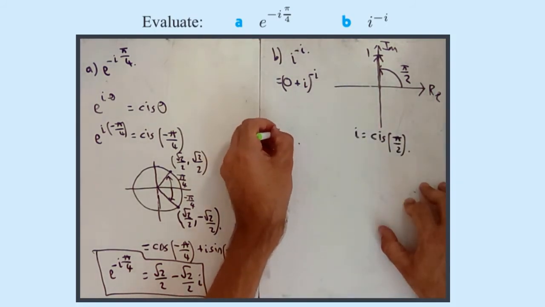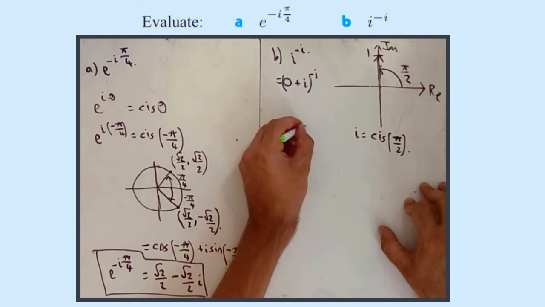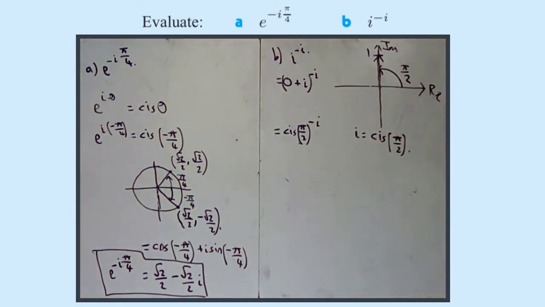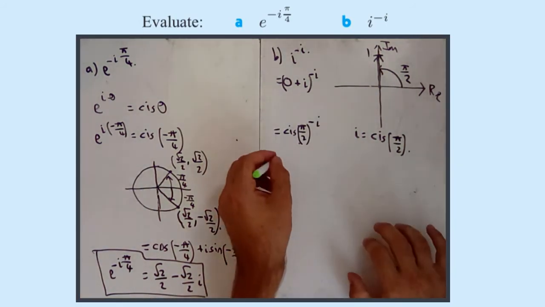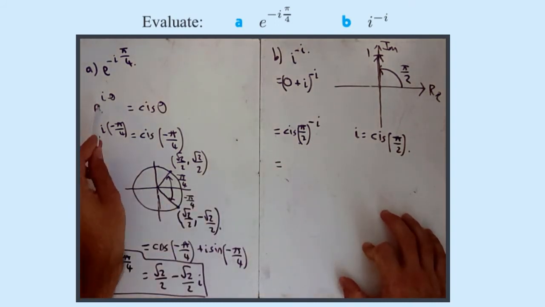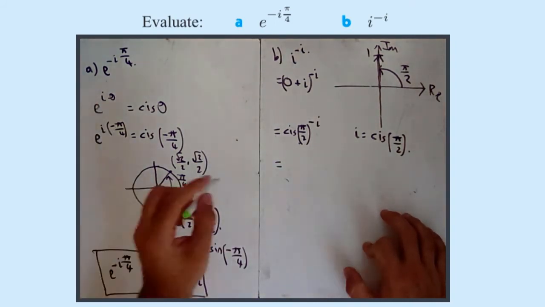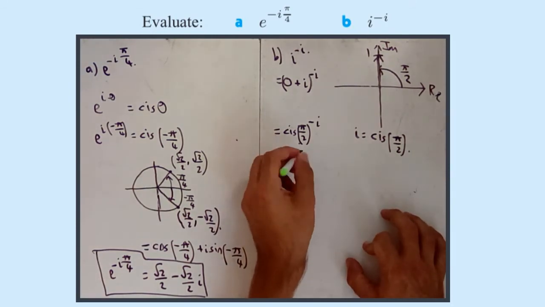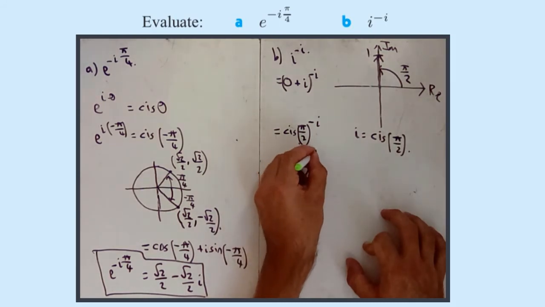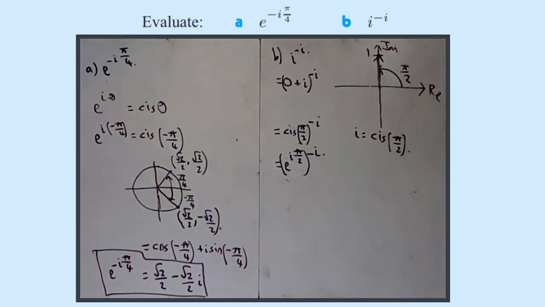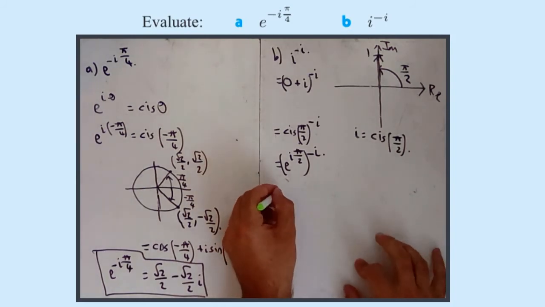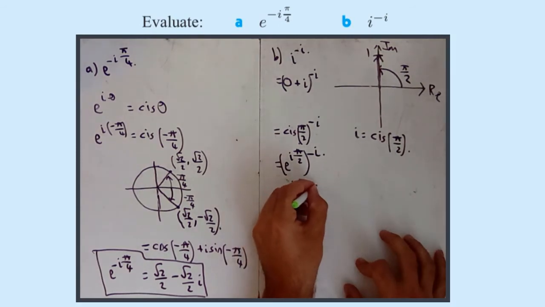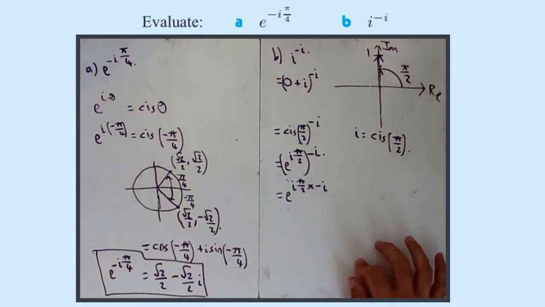Okay, so this now equals cis pi by 2 to the power minus i. And now we can put cis pi by 2 in Euler form, which, remember, is e to the i theta, theta being pi by 2, equals e to the i pi by 2, and then we're raising that to the power minus i. Okay, now we can use the index laws on that. So we can say this equals e to the i pi by 2 times minus i, like that. Powers on powers, you multiply the powers.